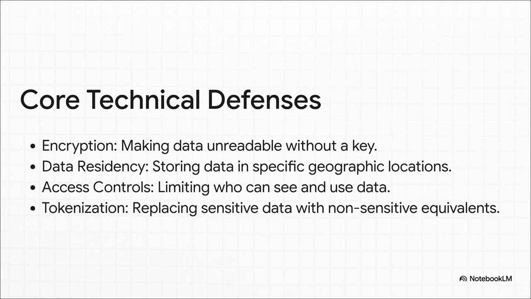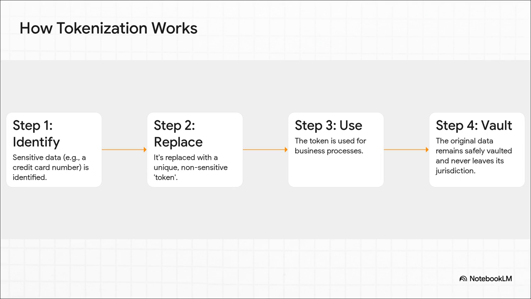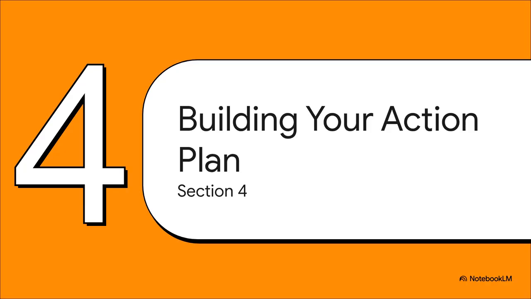But then there's an especially cool technique called tokenization. So how does this work? It's actually pretty brilliant. Let's say you have a credit card number. Instead of sending that sensitive number across the world to some US-based app, the system swaps it out for a completely useless, non-sensitive token. That token can be used for whatever business process you need, but the real, valuable data, it stays safely locked up in your secure vault, and it never, ever leaves its home country. It's a game changer.